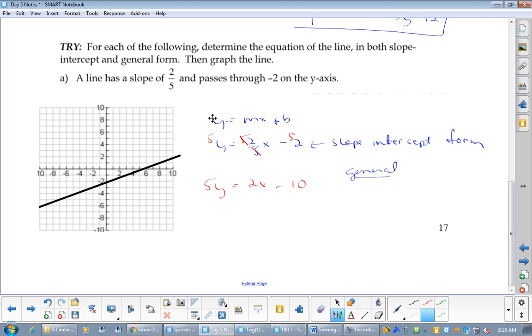Okay? Now, to do general form, it has to equal 0. So I'm going to minus 5y. Okay, and I will get 0 equals 2x minus 5y minus 10. Now, I could have put the minus 5y on the end, but then I would have had to do another step. Because we really need to make sure this is positive and that we're in order. Okay, and this is called general form.